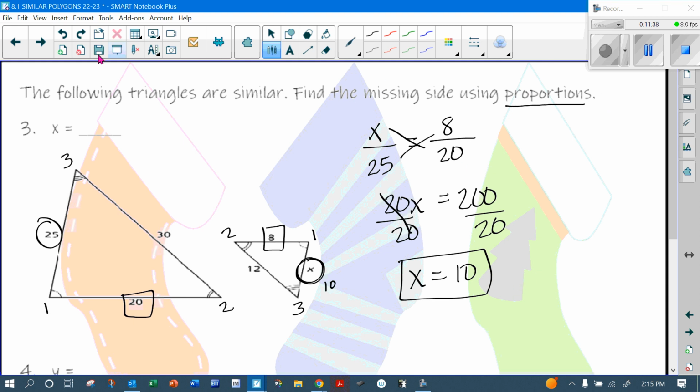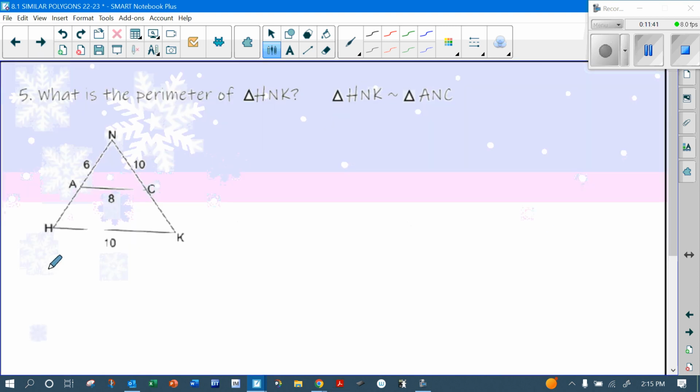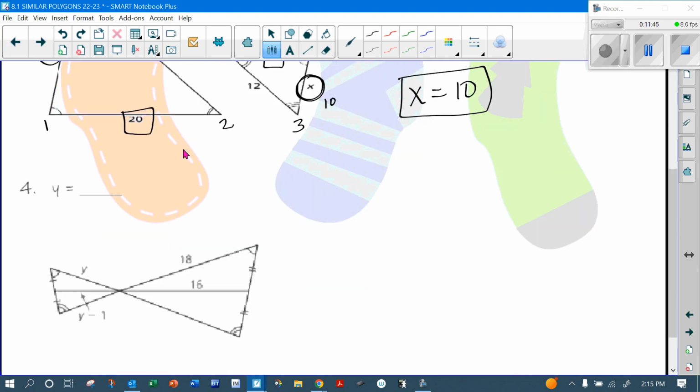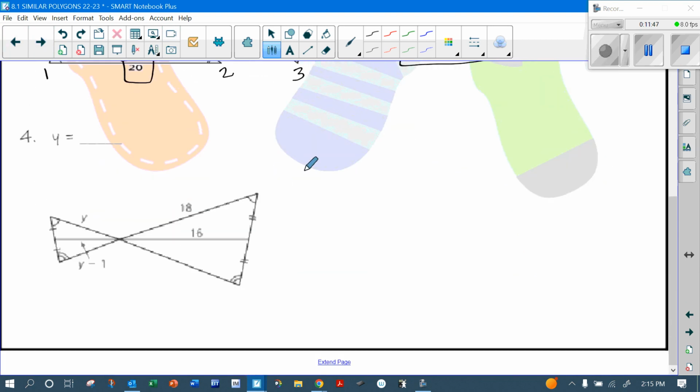Proportions are super easy. All right. Oops, I am missing number 4. Number 4, we're going to do it again. So this time I see that they're giving me this piece that's inside here. We have not learned what this piece is called. We will learn that when we get back from Christmas or winter break or whatever we're calling it.